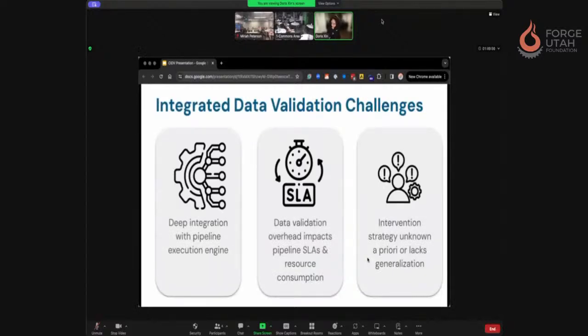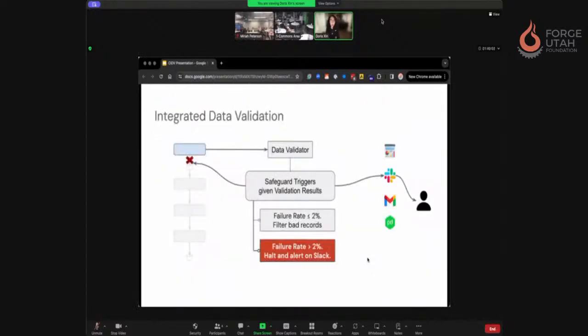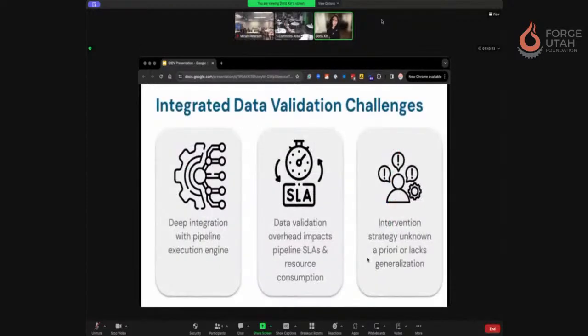Right. So, this sounds great. Like, why wouldn't we want to automate a lot of these things? Why wouldn't we want to save the data engineers' time and sanity, right? The reason it doesn't happen is that it's extremely difficult. Here are 3 of the many challenges that need to be overcome to make this happen. The first one is that this requires really deep integration with the pipeline execution engine.